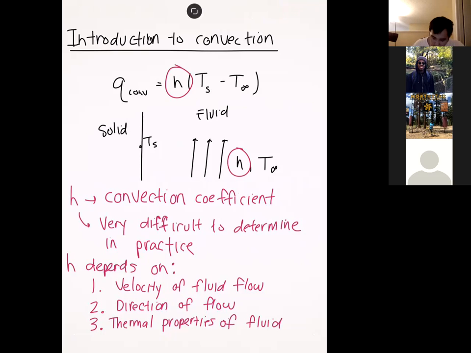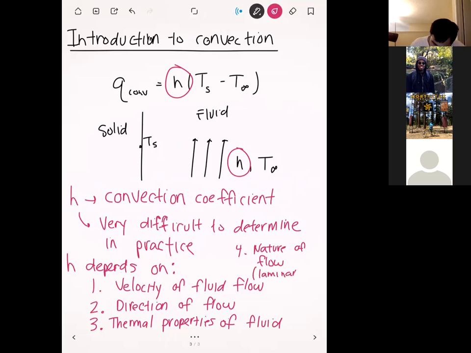And then one more thing that we'll talk a lot about over the next few weeks is what I like to call the nature of the flow, or in other words, whether the flow is laminar or turbulent. Hopefully those terms, laminar and turbulent, ring a bell from 333, but if not, it's okay. We're going to review it.